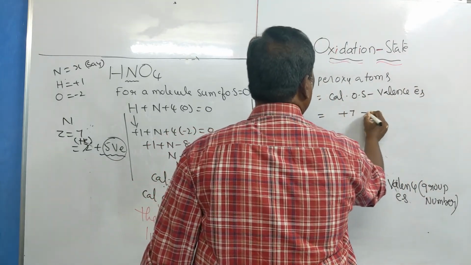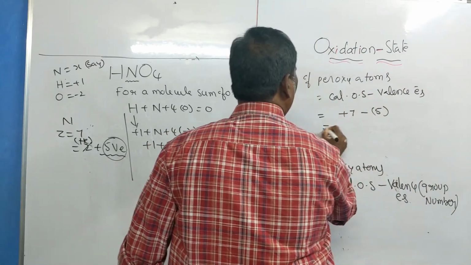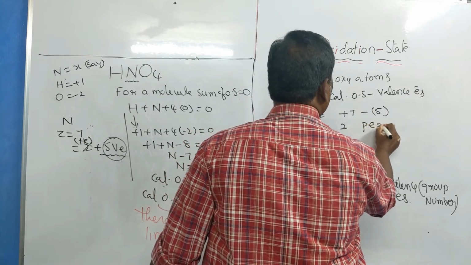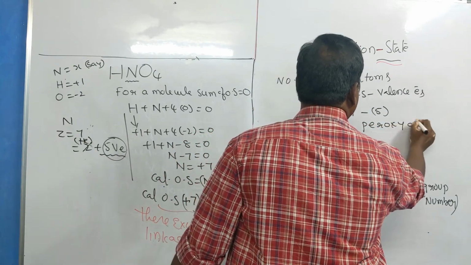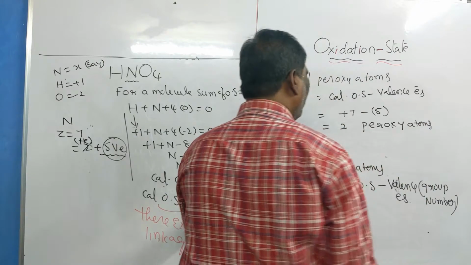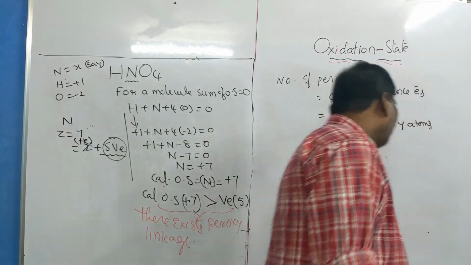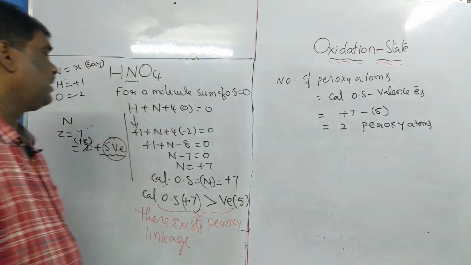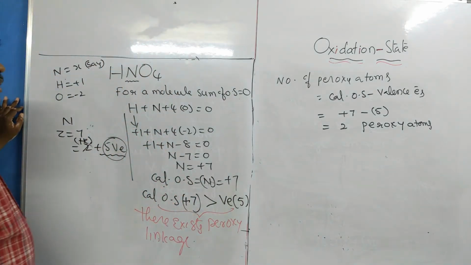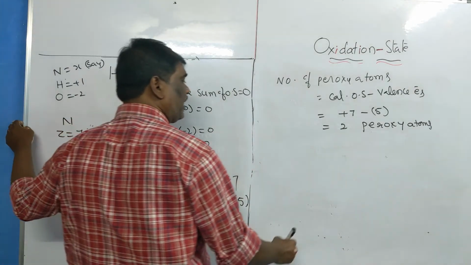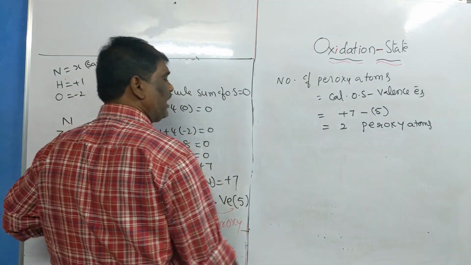Calculated is +7, valence electrons are 5, so the difference is 2. So I say there exist 2 peroxy atoms. How many peroxy atoms are there? 2 peroxy atoms are there. Which are called peroxy atoms? If the oxygen atoms are linked with one another, that is called peroxy linkage.